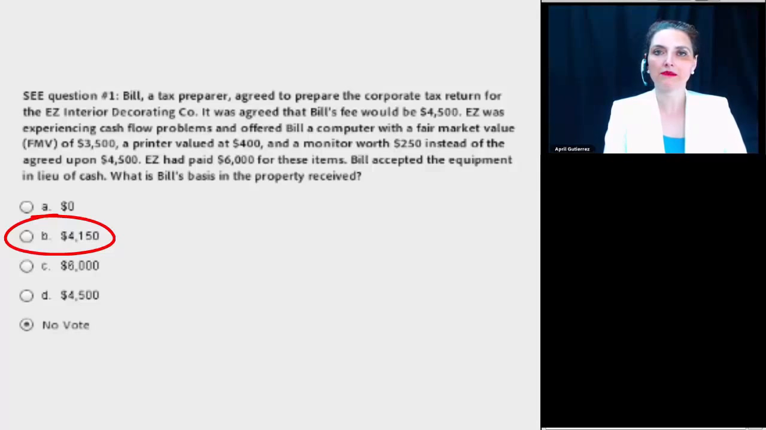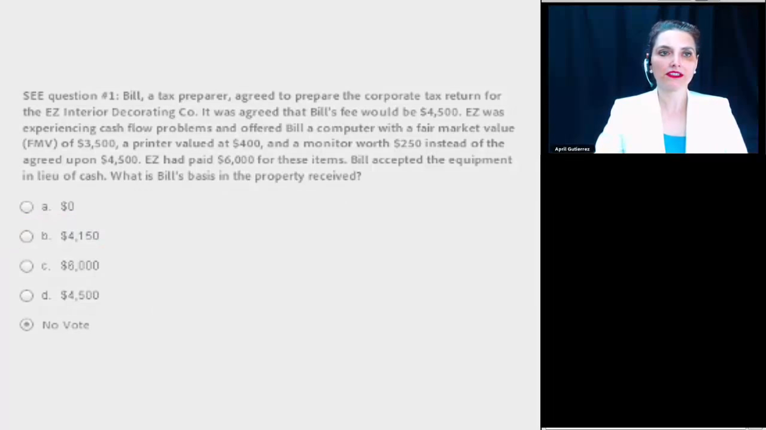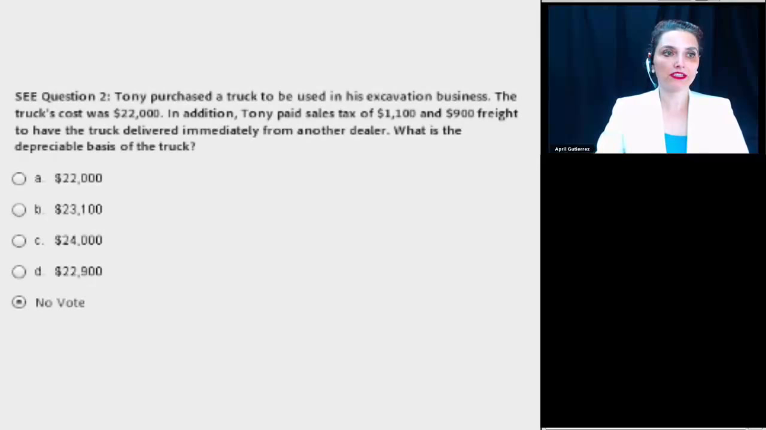Well, his basis is going to be the fair market value of these assets. For example, if he was to turn around and sell them so he could get the cash out of them, that's what he could reasonably expect to get for them. And so that is why $4,150 is the correct answer. That's $3,500 plus $400 plus $250. That gives you $4,150. The next question is actually a more straightforward question.